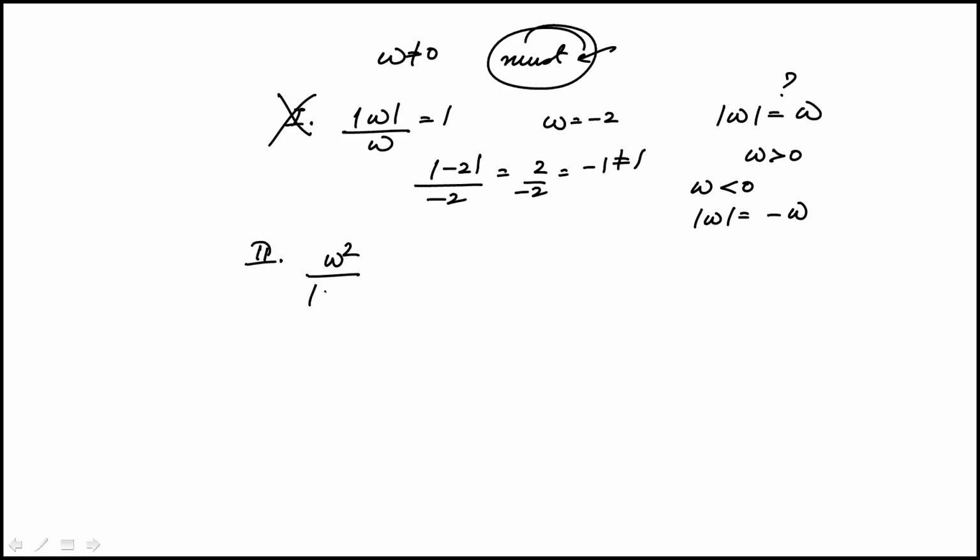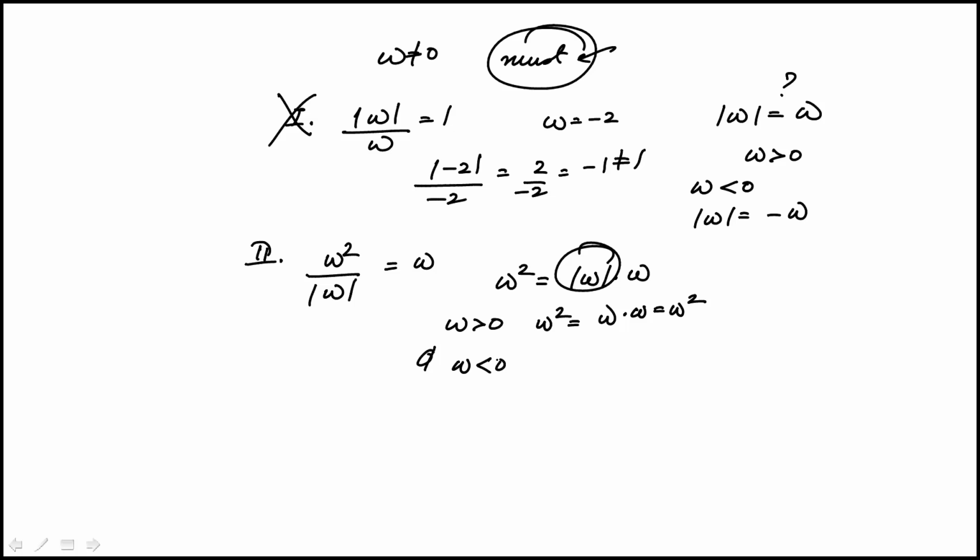The other one is W squared. You can also either do it generally, saying, is that true? Well, if W is positive, then yes, because in that case, this would be W, and they are indeed equal. But if W is negative, absolute value of W is minus W, and then this side becomes minus W times W, which is minus W squared, which is not equal.